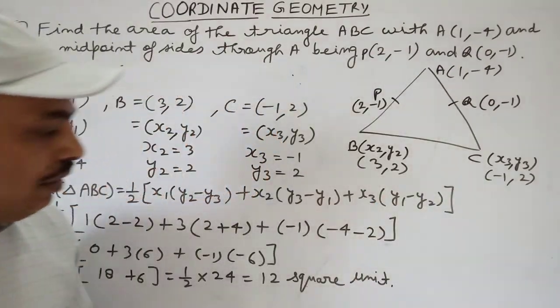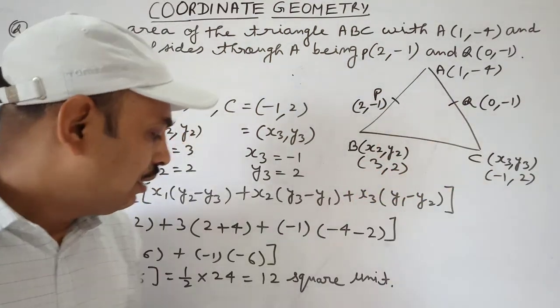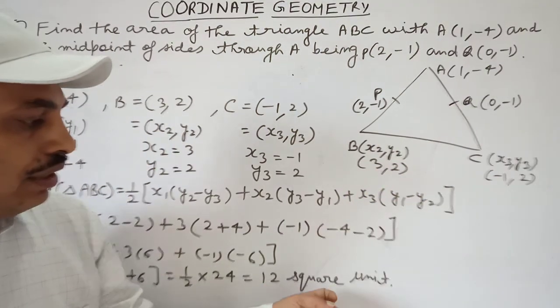So the area of triangle ABC is 12 square unit.